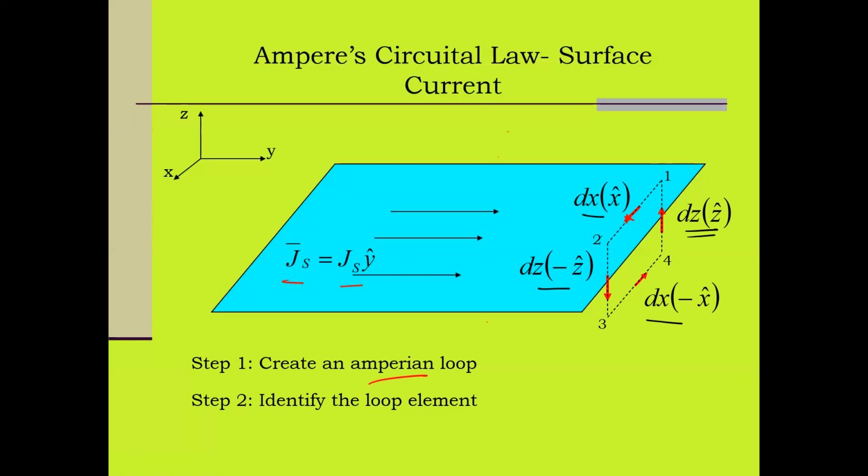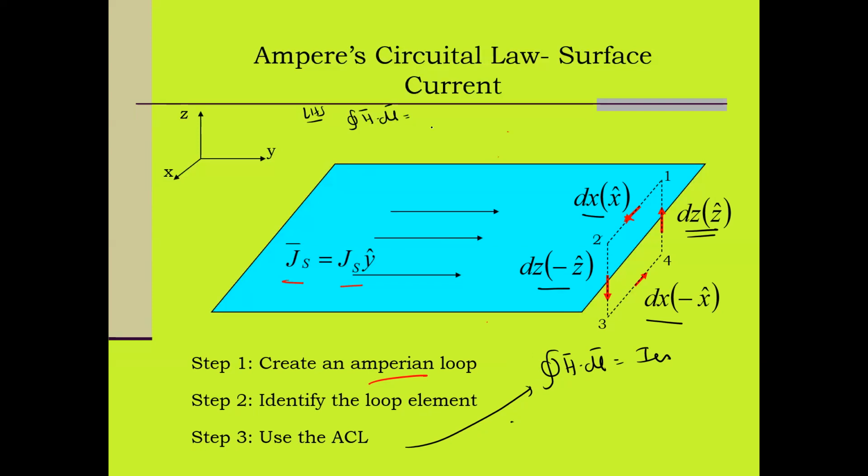Okay, and for step number 3, we can use the ACL to find the H field as requested. So let's have a look at the ACL for each of the sides. From the ACL we have the closed integration of H dot dl shall be equal to the I enclosed. For the left hand side, I just need to write the left hand side equation here. On the left hand side, we have the closed loop integration.